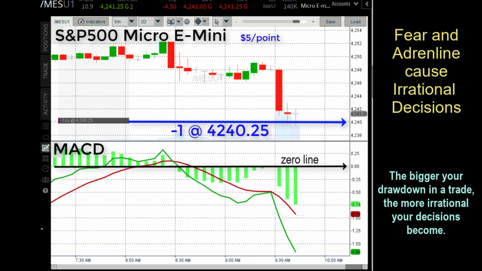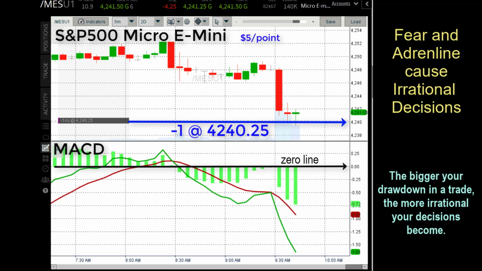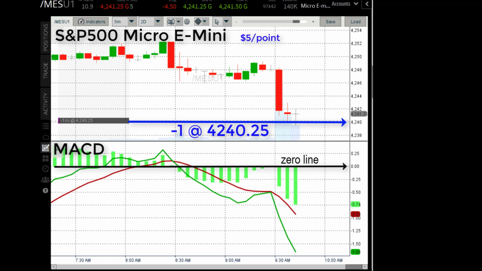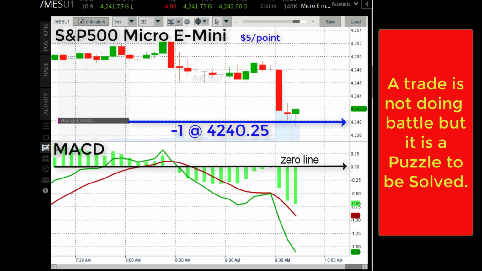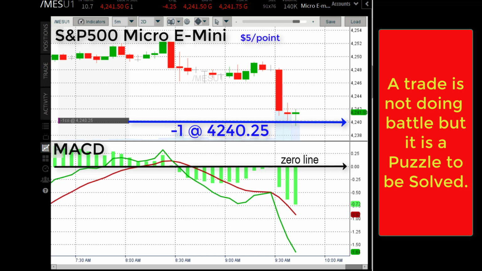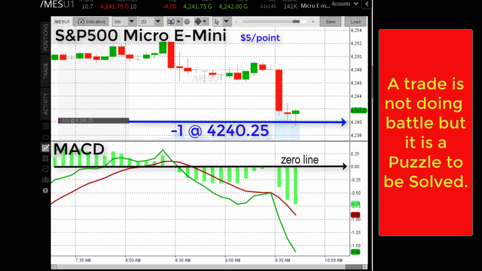So what we're doing here on the channel is teaching people how to day trade by using these micro 1/10 size futures, equity index futures, the S&P 500 in this case. And of course, when you choose a trade, you're not going to battle. It's more like you have a puzzle to solve than it is going to battle. And the market's going to call the shots. You just got to learn to pay attention and read what's happening.